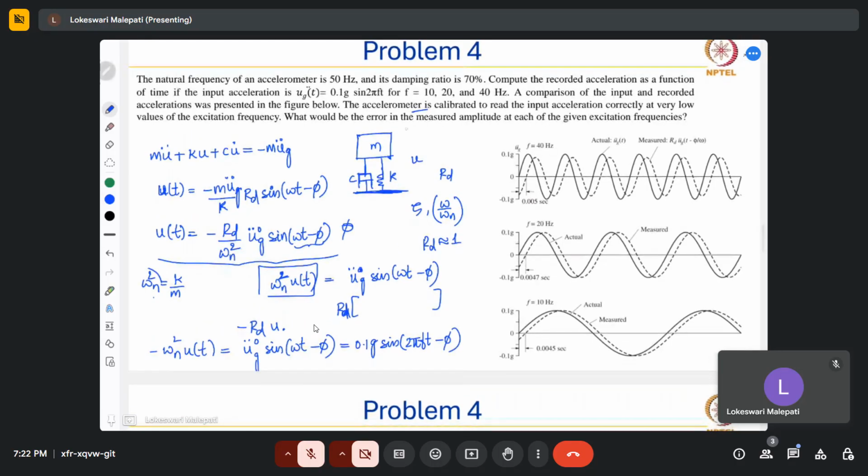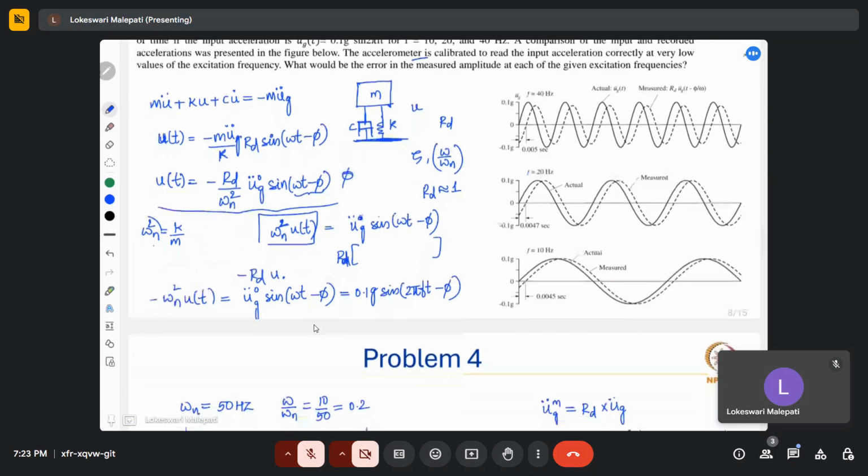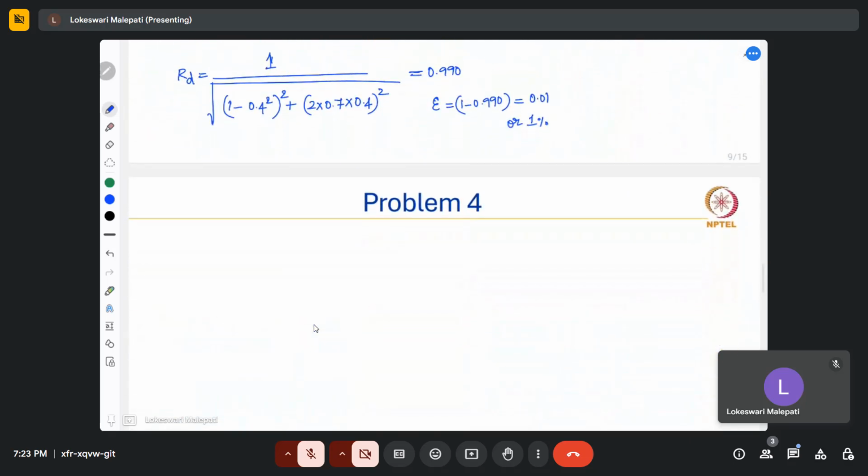Now in the last part of the question, we have computed the error for two of the frequencies of the ground acceleration. Now we need to find out for the third one, which is 40 hertz. RD is equal to 1 by, so let's find out the frequency ratio. It is equal to 40 by 50, which is 0.8. (1 minus 0.8 squared) the whole squared, plus (2 multiplied by 0.7 multiplied by 0.8) the whole square.